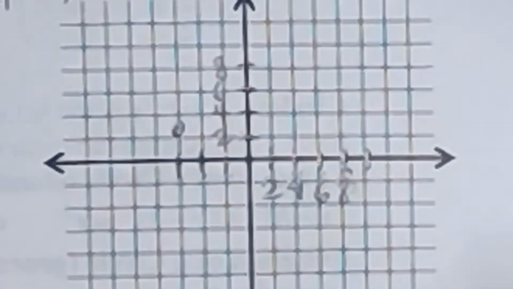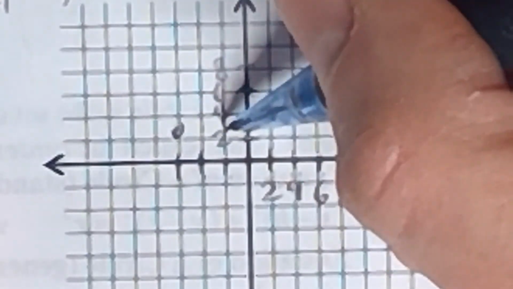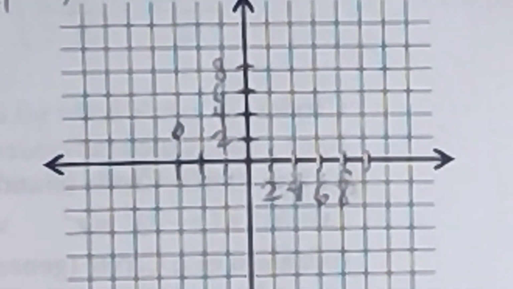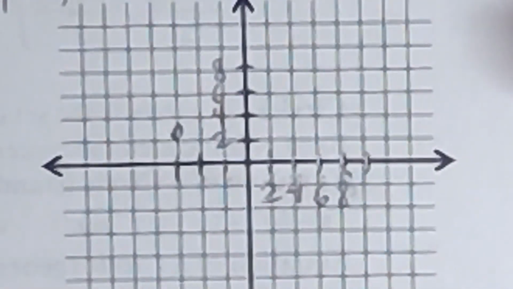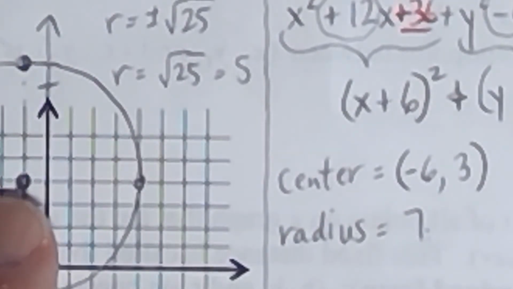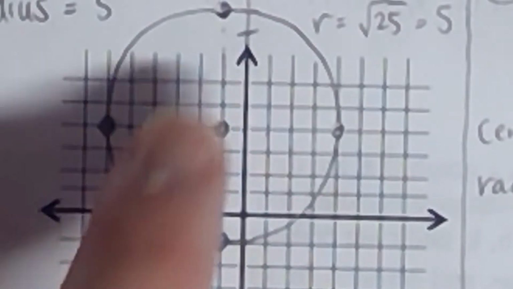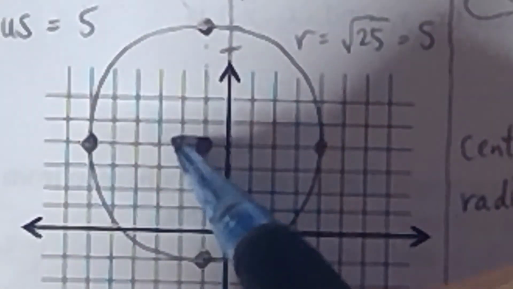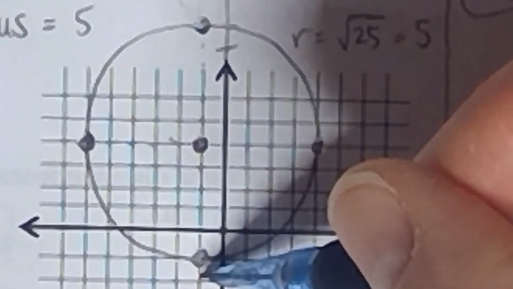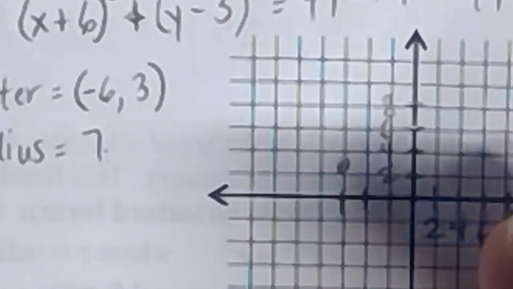Now, when you count out the radius, you got to be careful here because it's 7 and each mark is 2. So you got to go 3.5 marks. I'll show you that. Don't worry. But remember what we did in the last problem. In the last problem, because the radius was 5, we counted out 1, 2, 3, 4, 5 to the right, 1, 2, 3, 4, 5 to the left, 1, 2, 3, 4, 5 down, and 1, 2, 3, 4, 5 up. Same thing here with the 7.